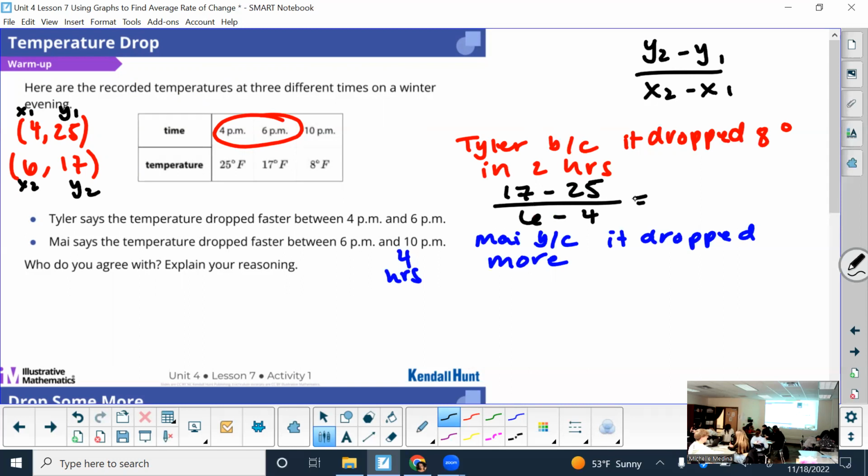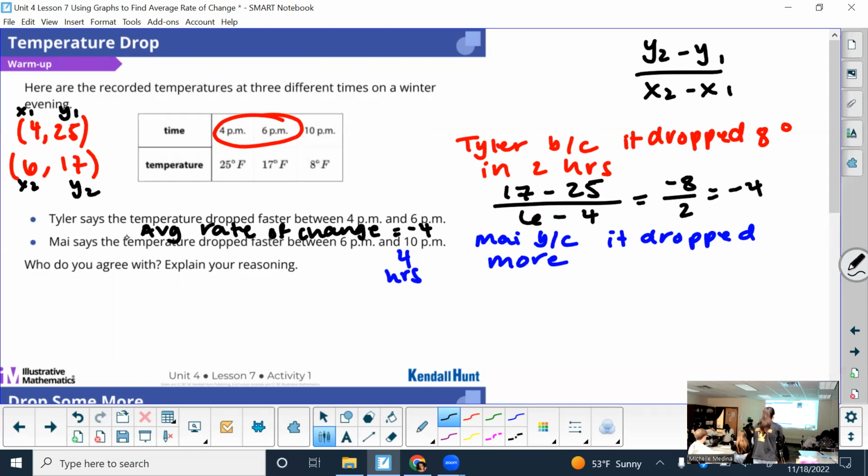So then on the top, 17 minus 25. On the bottom, what's 6 minus 4? And if you can simplify that, do. What's negative 8 divided by 2? Okay, so the average rate of change for 4 to 6 p.m. was negative 4. So it dropped about negative 4 per hour. So it's technically negative 4 over 1.